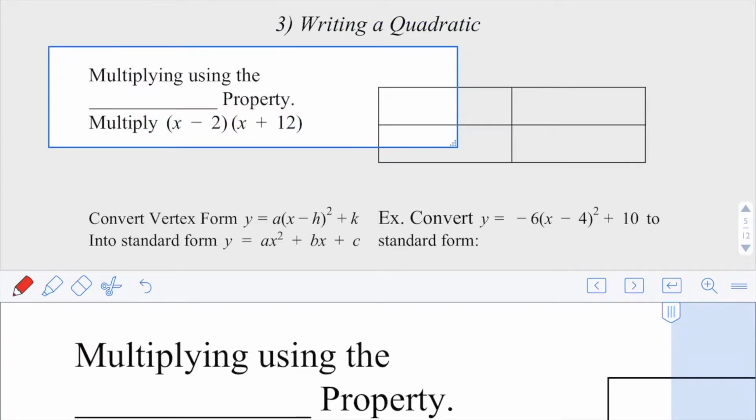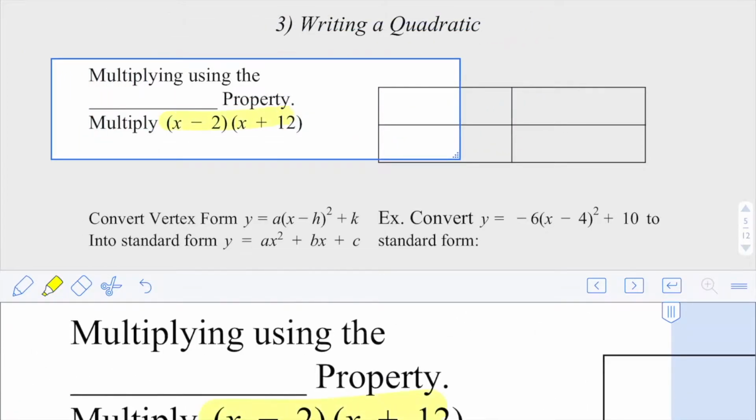So a lot of times when we're writing a quadratic from the factors, this right here is factored form, like I explained to you in Lesson 1. Well, sometimes we want to go from factored form and be able to write a quadratic in standard form. And to do this, we just have to use the distributive property.